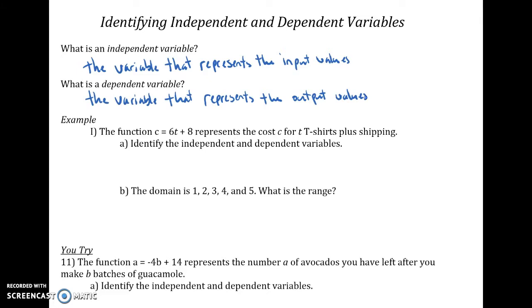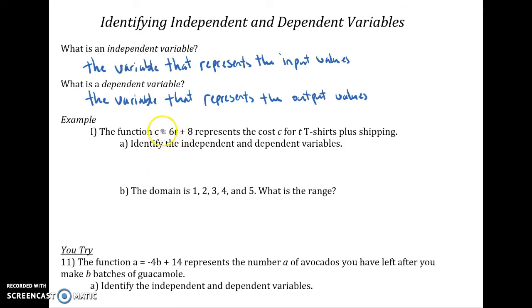Okay, so last thing for today, looking at this example, the function c equals 6t plus 8 represents the cost c for t-shirts plus shipping. What is the independent and the dependent variable? Well, imagine this equation. What is it that, for example, I can control if I'm thinking about what I want if I'm buying t-shirts versus what would I end up needing to do based on that independent variable? So you can also tell based on the function, right?